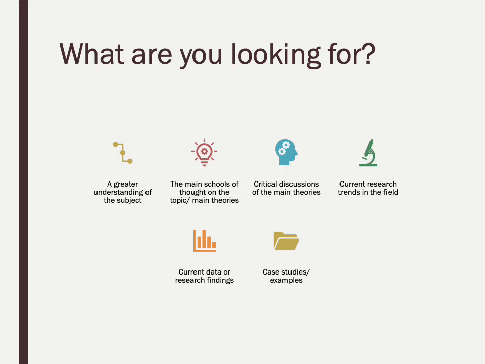So what are you looking for? Well, when you're doing a literature search, you want to try and get a greater understanding of the subject, make sure that you fully understand the area that you're looking at. You're trying to gather a view of the main schools of thought on the topic, the main theories. What are the main things that need to be covered in that area? You're looking for critical discussions of these main theories. So you don't just want to read descriptions of the main theories. You want to find things which actually analyse them, which look at the strengths and the weaknesses, where the problems are, what needs to be said about them.